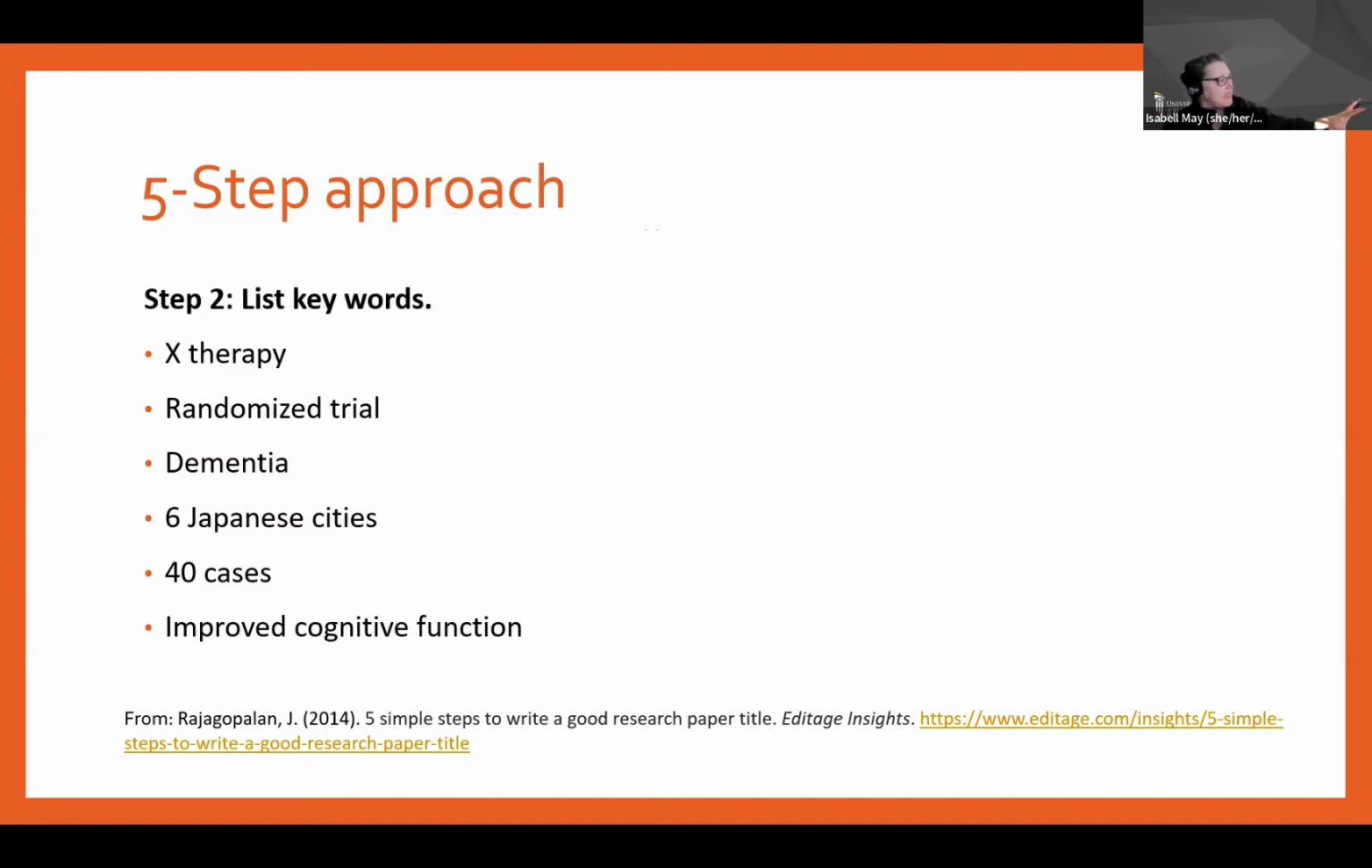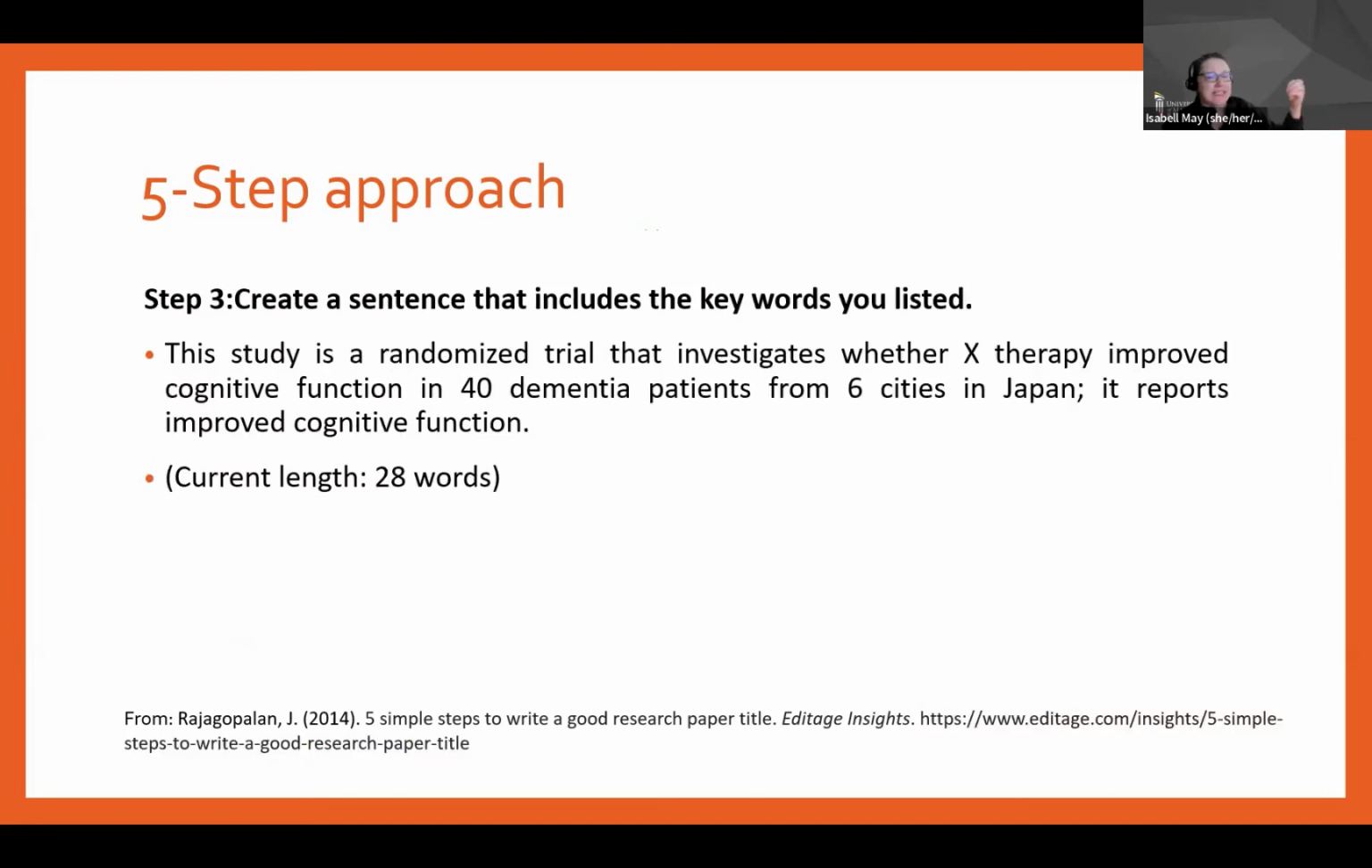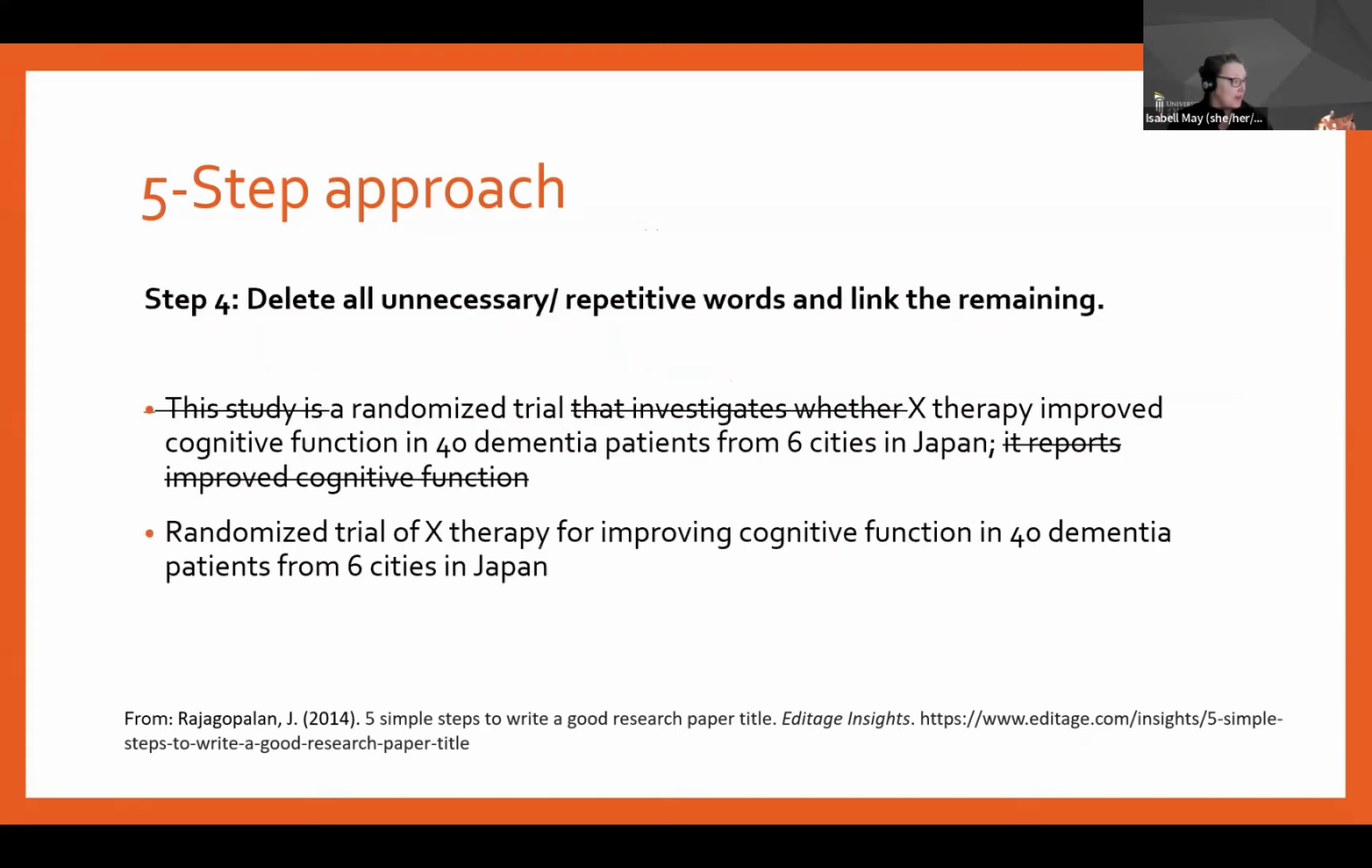And then you can take these keywords to create a sentence that includes the words you listed. So it could be a long sentence. So the sentence is here: the study is a randomized trial that investigates whether X therapy improved cognitive function for dementia patients, blah, blah, blah. And it's 28 words, which is far too long for a title. But here then you can start taking out the unnecessary words. So for example, this study is, you don't need a full sentence with a verb and a subject for a title. You don't have to do that.